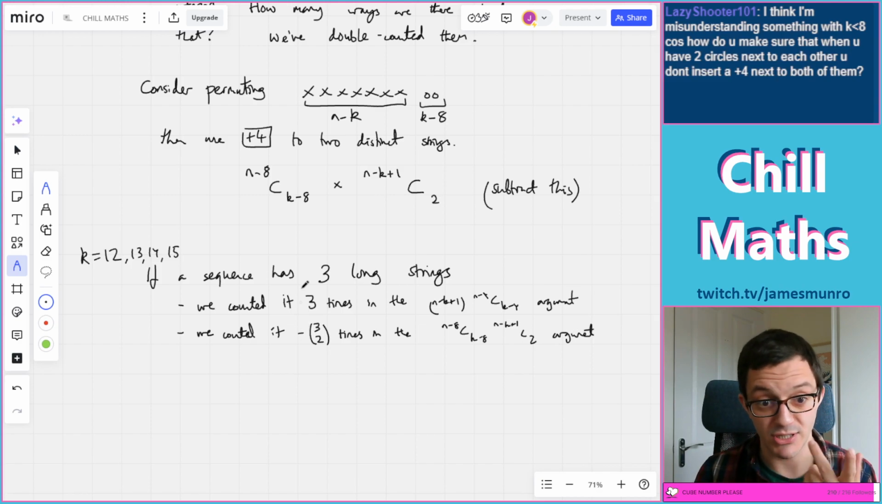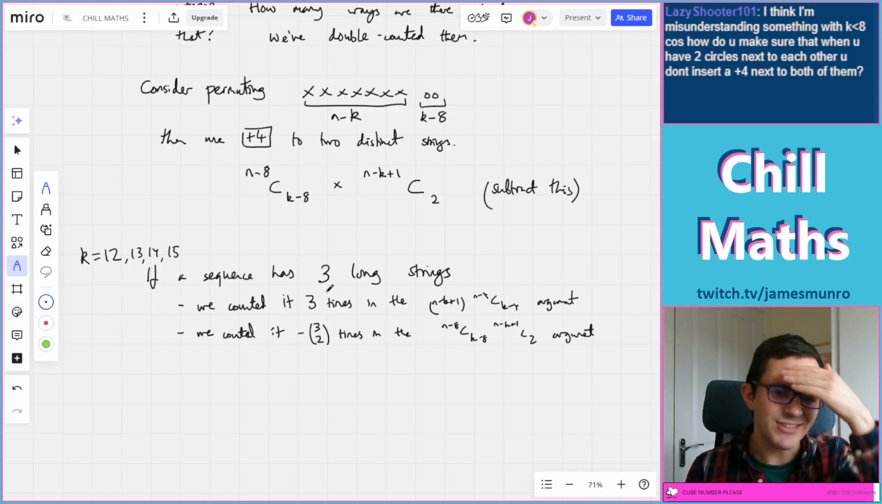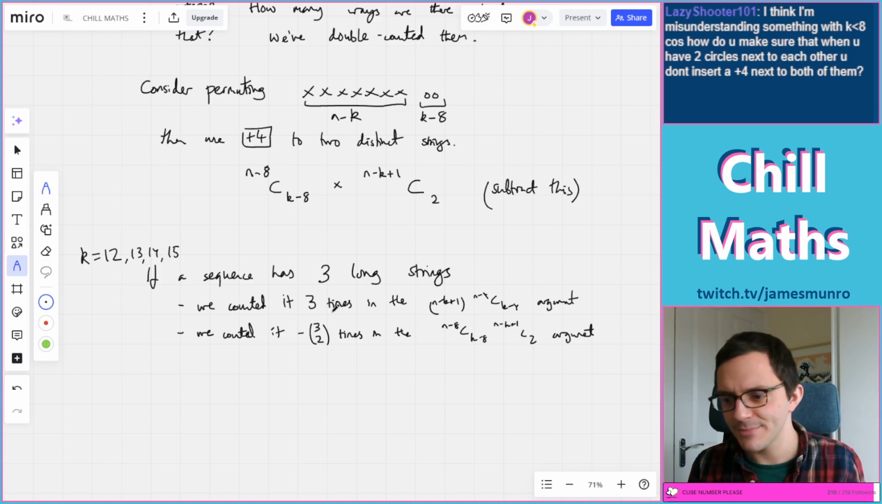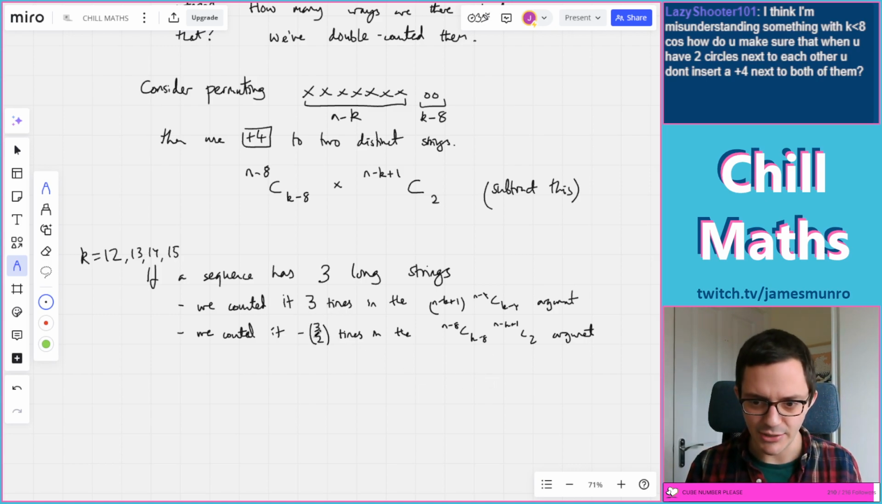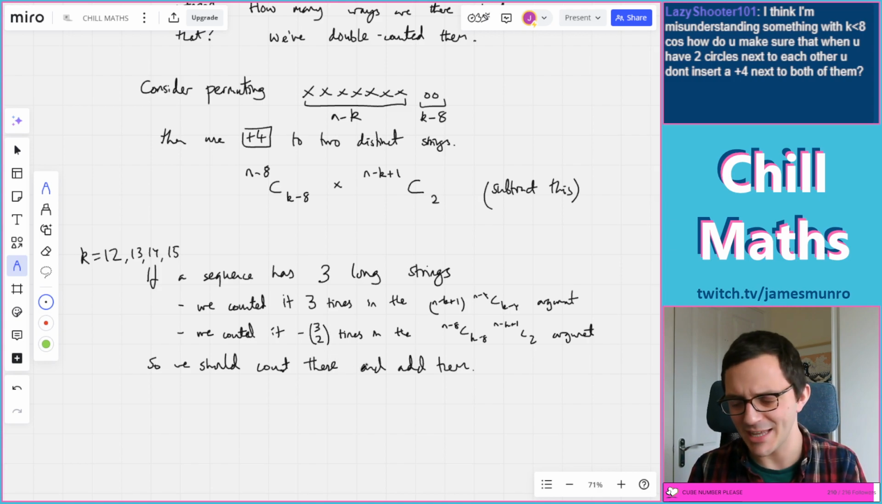Now I've written minus because we're subtracting in that one, and we've got 3 choose 2 because that was about choosing 2 places to play your +4 card, and if there's 3 long strings, then oh gosh, you've picked that up in loads of ways because you might have picked any 2 of those strings to be the ones where you played your +4 card. So altogether we've counted it no times. So we should count these and add them. We counted them 3 times, subtracted 3 times, so we should add them back in once.